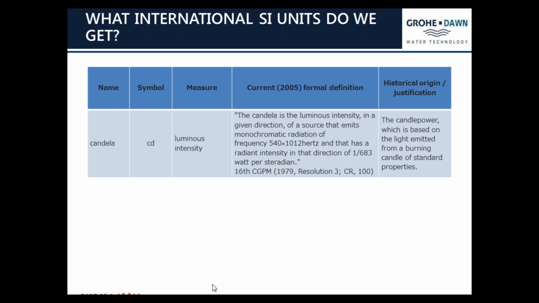Okay, then there's the luminous intensity, which the name is candela and the symbol is CD. The candle power, which is based on the light emitted from a burning candle of standard properties. Normally, we would also see that the luminous intensity in South Africa might be more commonly known as the lumens, emitted from lights, spotlights, and so forth.